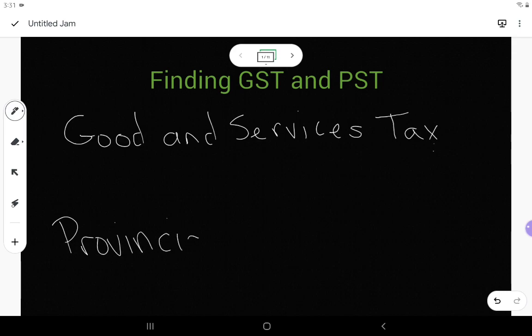Now, when we're looking at PST, that's a provincial sales tax. And currently in Alberta, we do not have a provincial sales tax, okay? So when you're working on questions and you're thinking about our context in Alberta, you will use 0% for the provincial sales tax because we don't have one. But because of that, I will often ask you to consider something in another province, okay?